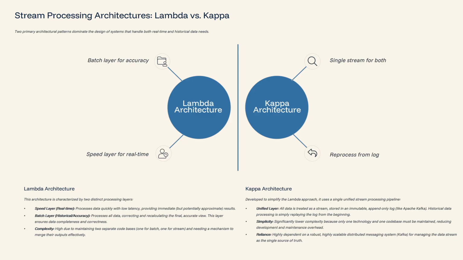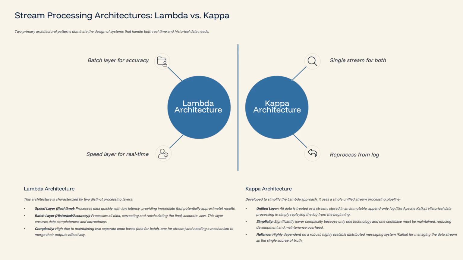Let's understand each architecture in detail. So the first architecture is lambda architecture. This is characterized by two distinct processing layers, speed layer and batch layer. The speed layer processes the data quickly with low latency, providing immediate but potentially approximate results. And the batch layer processes all the data, correcting and recalculating the final and accurate view. This layer ensures that data completeness and correctness is ensured.